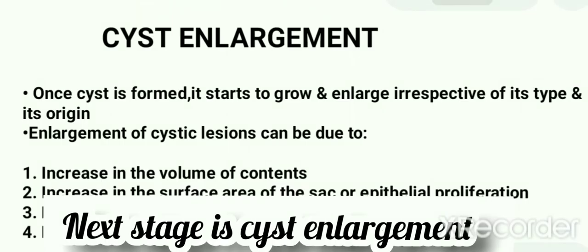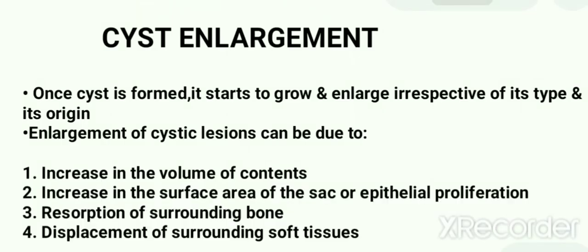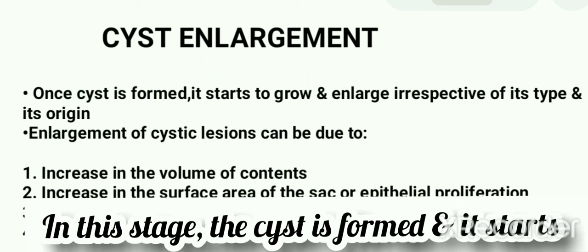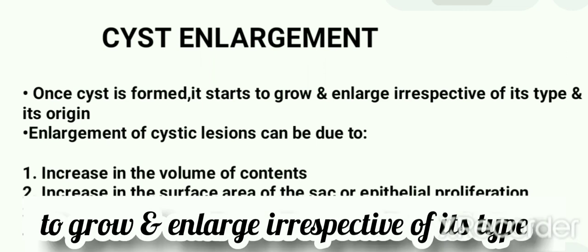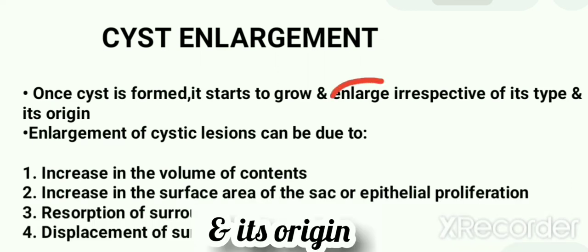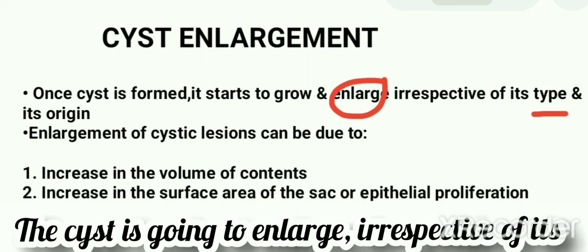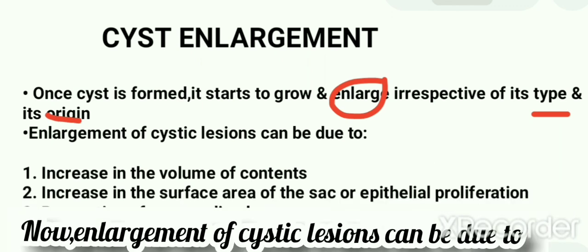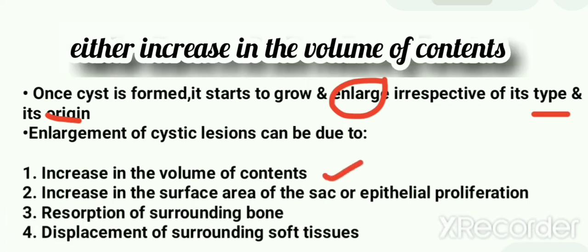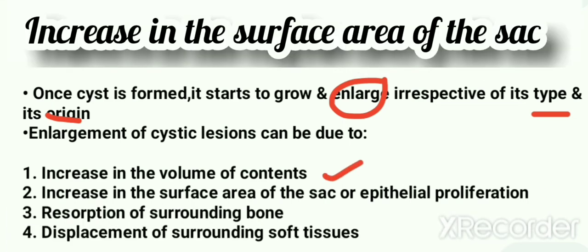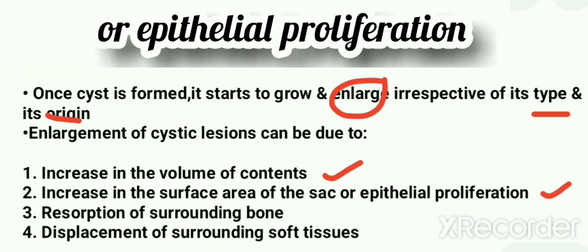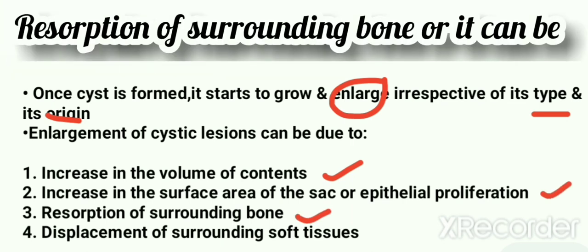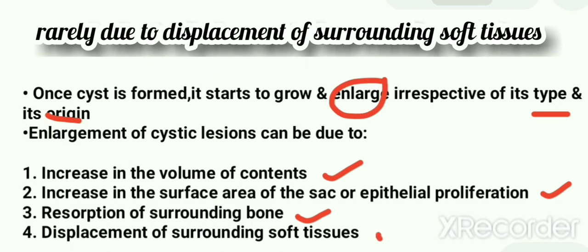The next stage is cyst enlargement. In this stage, the cyst is formed and it starts to grow and enlarge irrespective of its type and origin. Now, the enlargement of cystic lesions can be due to an increase in the volume of contents, an increase in the surface area of the sac or epithelial proliferation, resorption of surrounding bone, or, rarely, displacement of surrounding soft tissues.